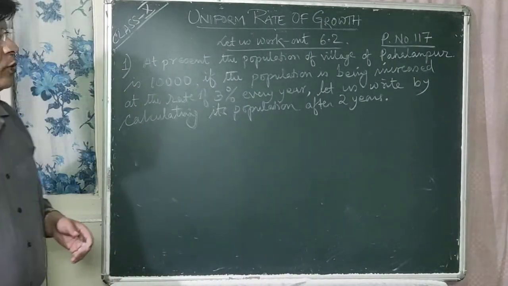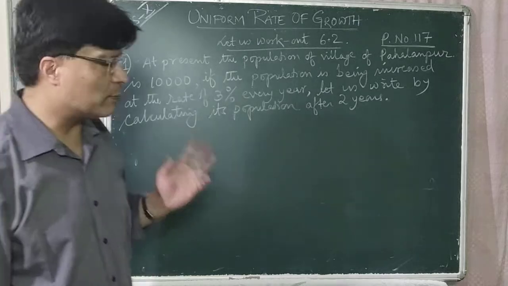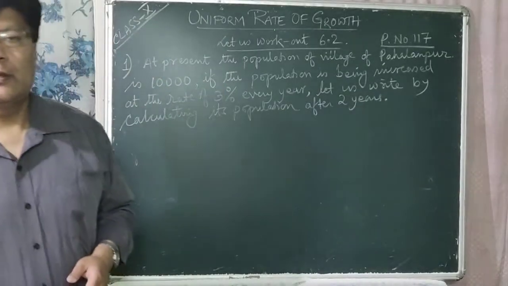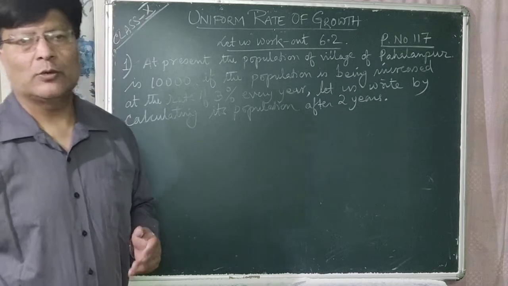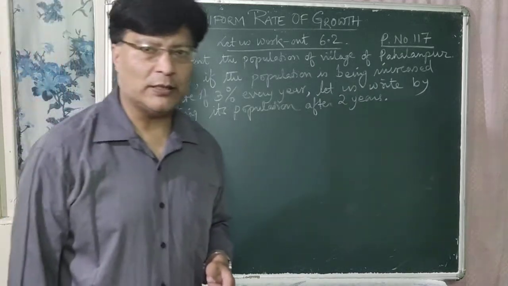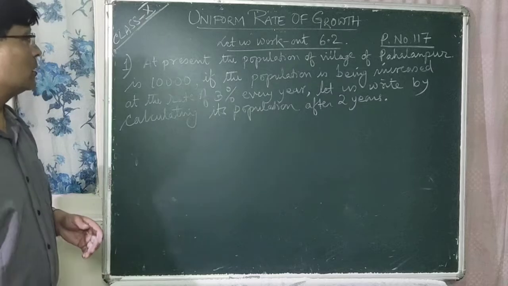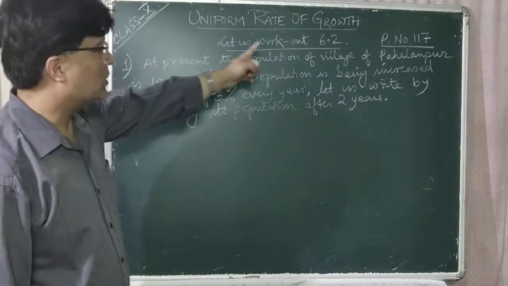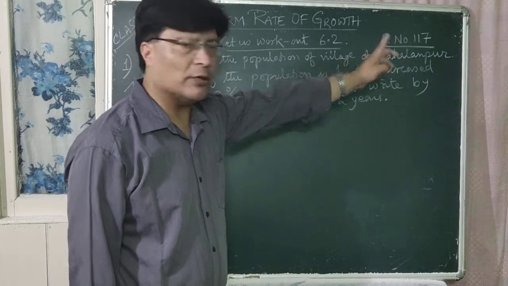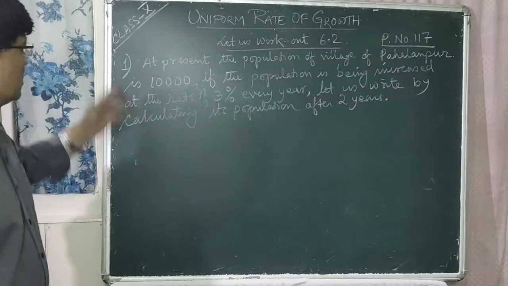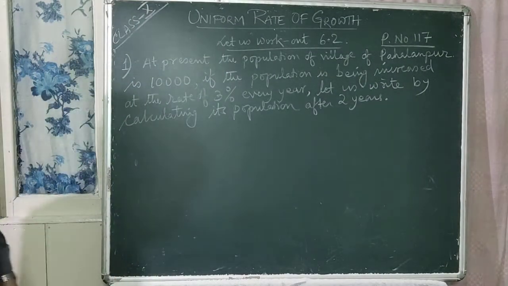So now we will do questions, we'll do problems from the book GANIT PRAKASH for class 10, that is written by West Bengal Board of Secondary Education, right? So let us work out exercise 6.2. This is from page number 117. So let's do question number 1.